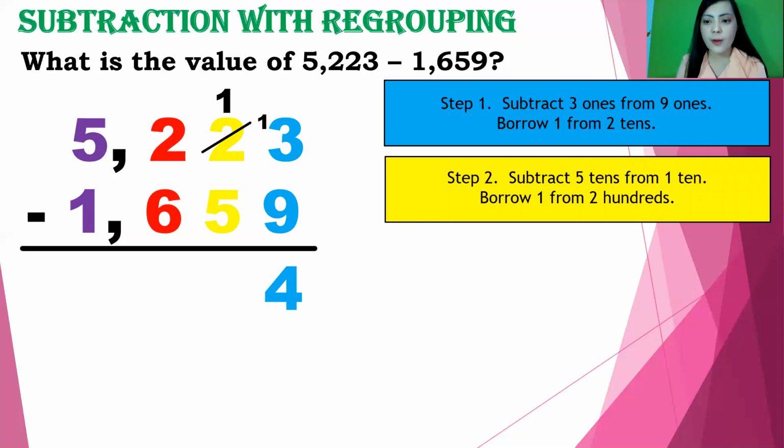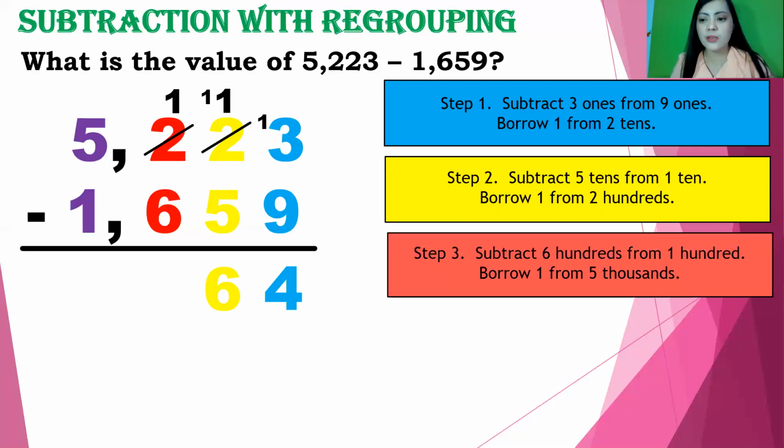Subtract 5 tens from 110. Borrow 1 from the 200, so 1 becomes 11 and 2 becomes 1. All right? So 11 minus 5 is equal to 6. And then 1 minus 6 cannot be. Subtract 600s from 100, cannot minus that one.